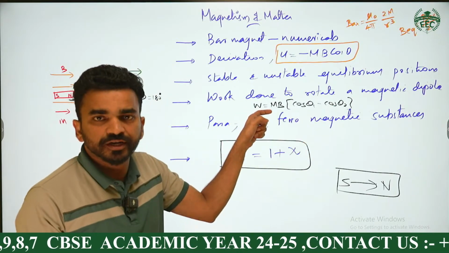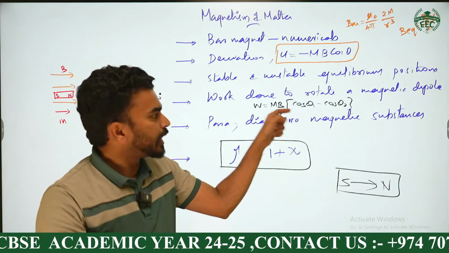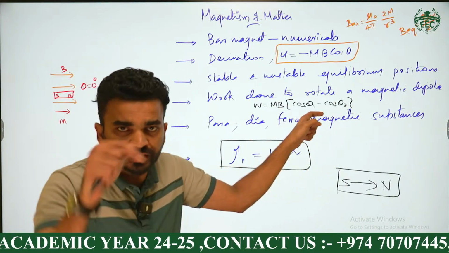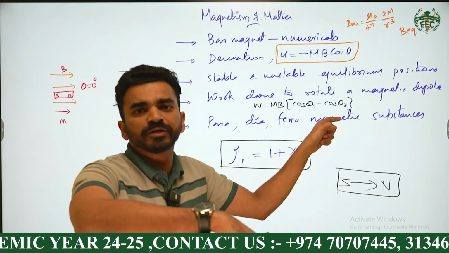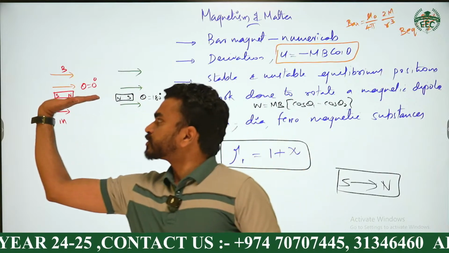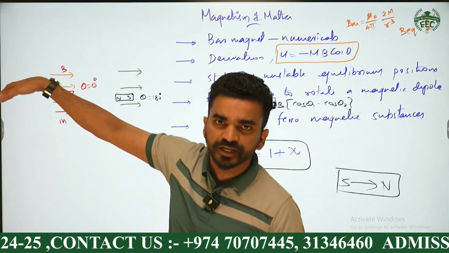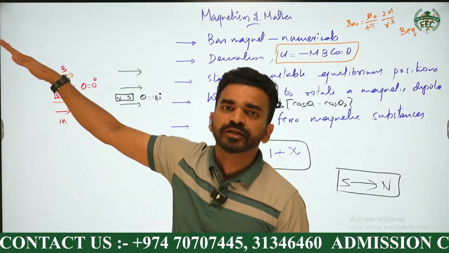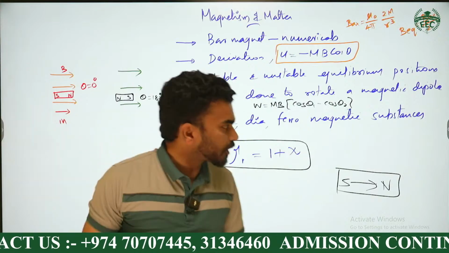This is the work done to rotate a dipole from one angle to another angle. mb cos theta 1 minus cos theta 2. Theta 1 means the initial angle, theta 2 means the final angle. Like here, you need to rotate from this orientation to some other orientation, then theta 1 is 0. Whatever the rotated angle is, that is theta 2. You can substitute here.